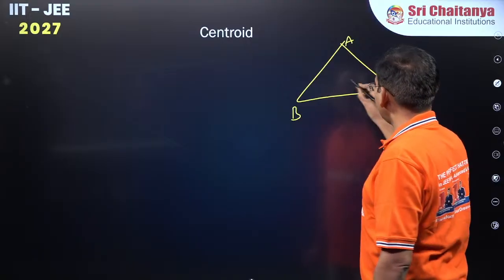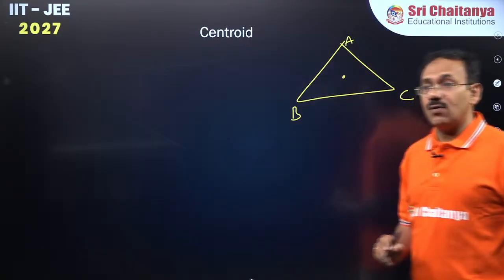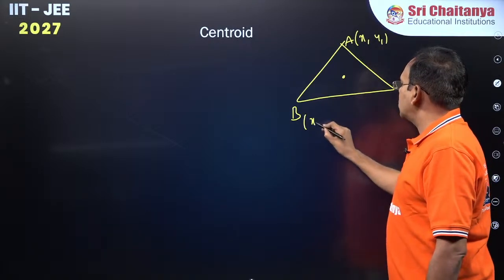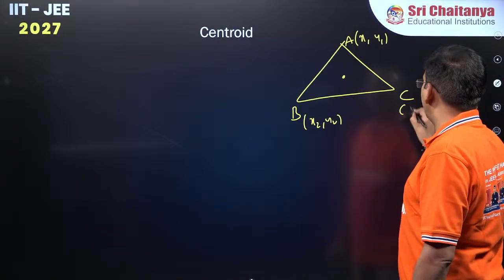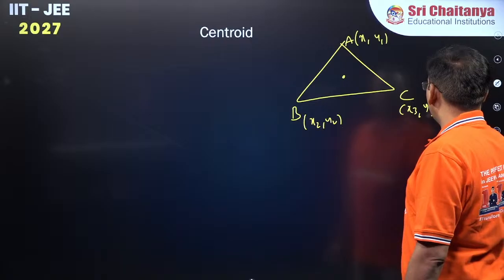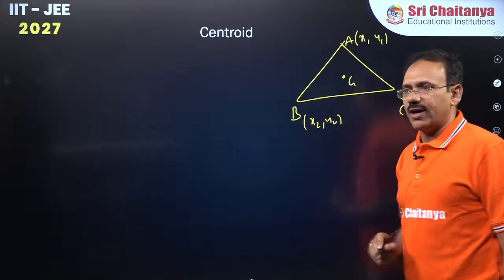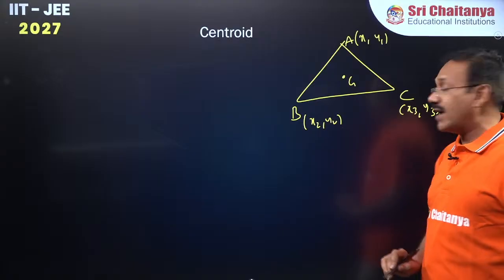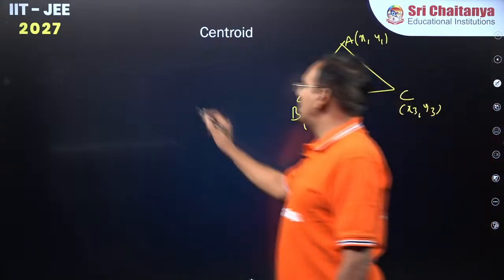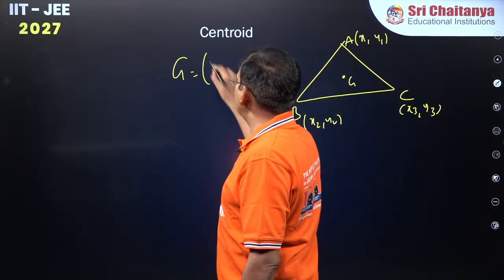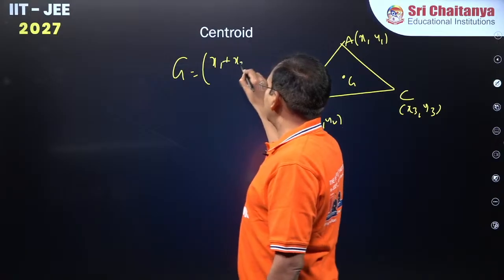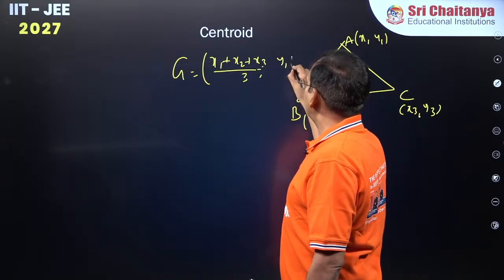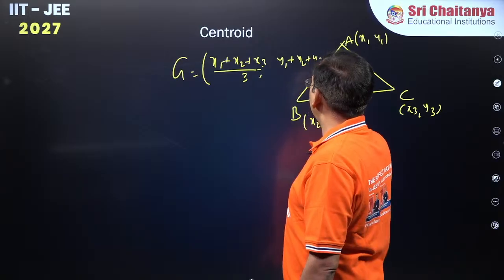And after these 6 points, the last point that is related to centroid is, with respect to coordinate geometry, if A, B, C vertices are given, A (x1, y1), B (x2, y2), C (x3, y3), how to find the centroid? Centroid is very simple to take. It is nothing but the average of the 3 points. G is nothing but ((x1 plus x2 plus x3) by 3, (y1 plus y2 plus y3) by 3).